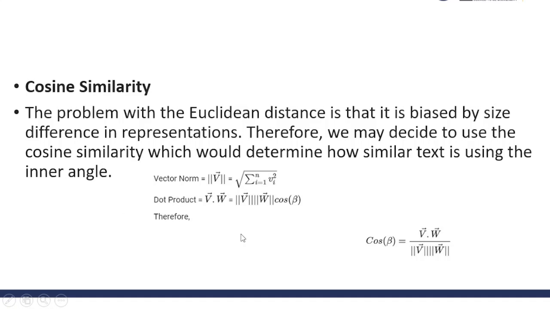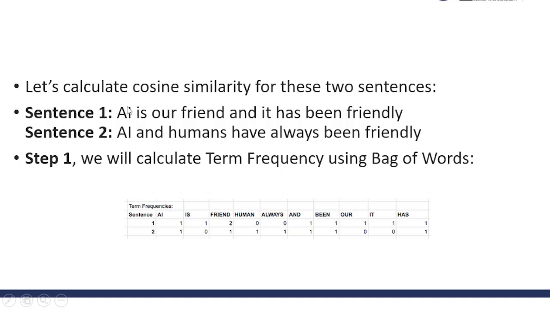It is the dot product between the two vectors. So the magnitude of the vectors into the cos theta, which is nothing but the angle between the two vectors. So now we are going to see how we calculate the cosine similarity. Consider if I have two sentences. Sentence 1: AI is a friend and it has been friendly. And sentence 2: AI and humans have always been friendly.